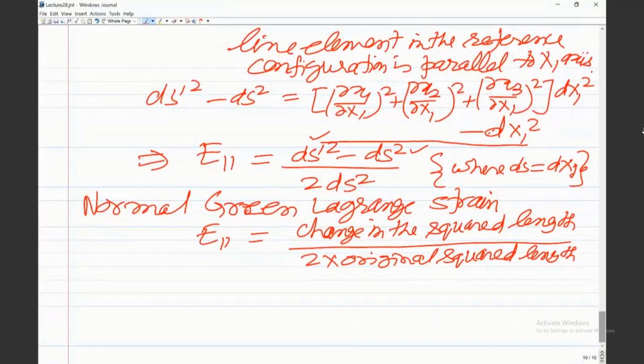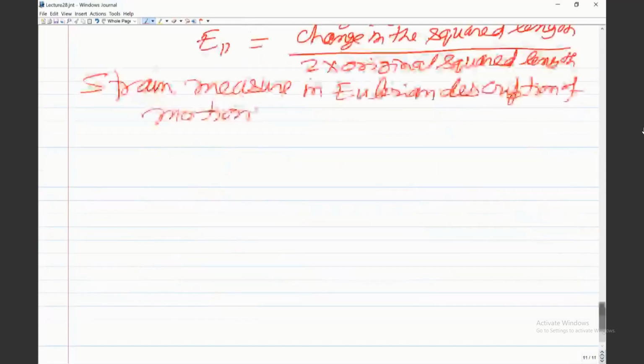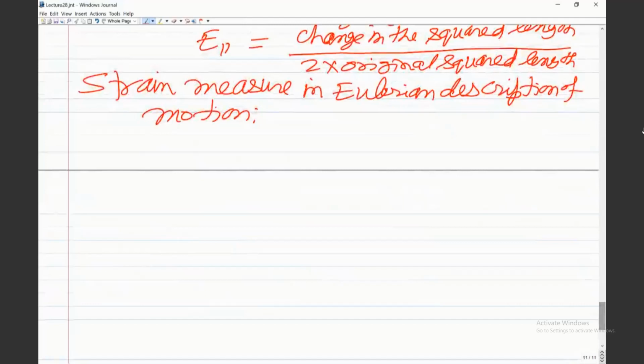Now let me introduce another strain measure, in the Eulerian description of motion. The Green Lagrange strain tensor is the strain tensor used in the Lagrangian description of motion. Similarly, we have a strain measure in the Eulerian description of motion. For this, we now have to write the reference coordinates in terms of the current coordinates.